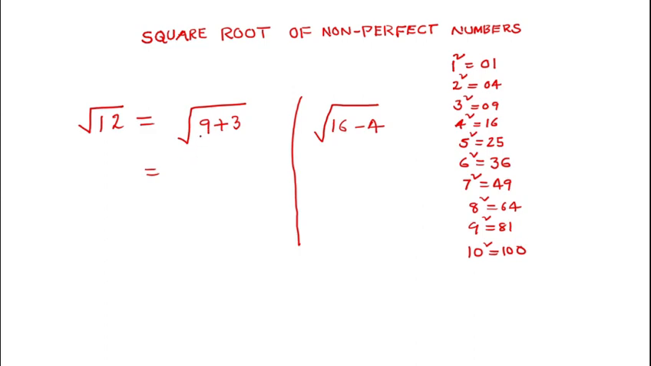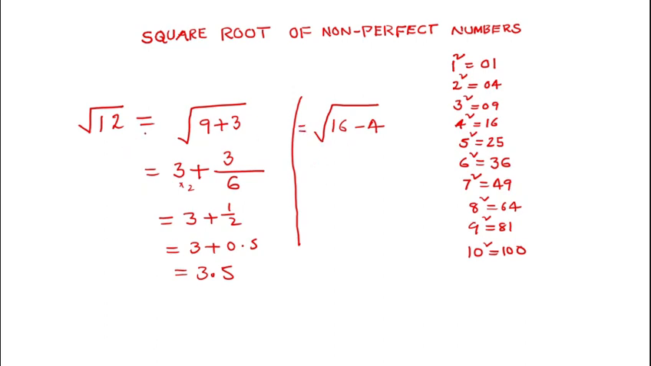Square root of 9 is 3, plus, write the 3 as it is, divided by double of this number. Double of this number means 3 into 2, which is 6. So it is 3 plus 3 by 6, which means 1 by 2, which is 0.5. So finally we will get 3.5 as the answer. Like this, in this way also we can solve it.